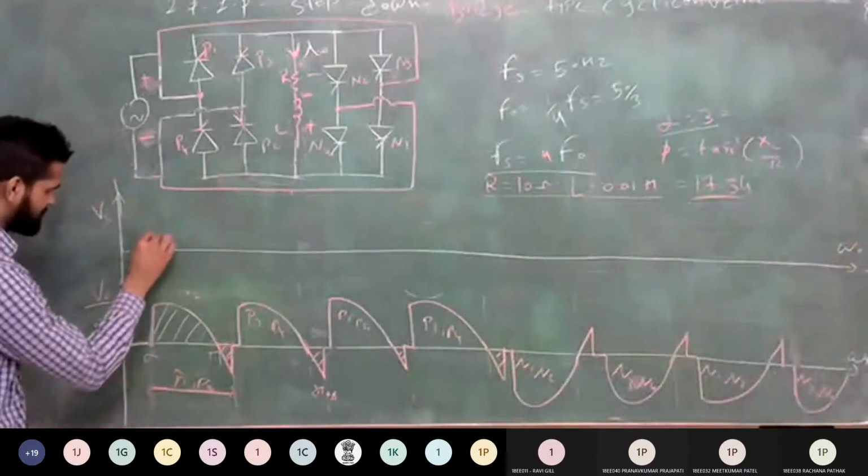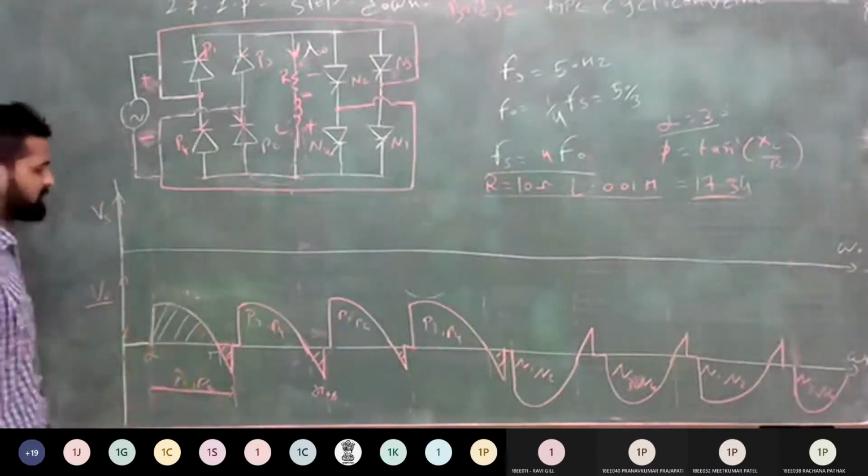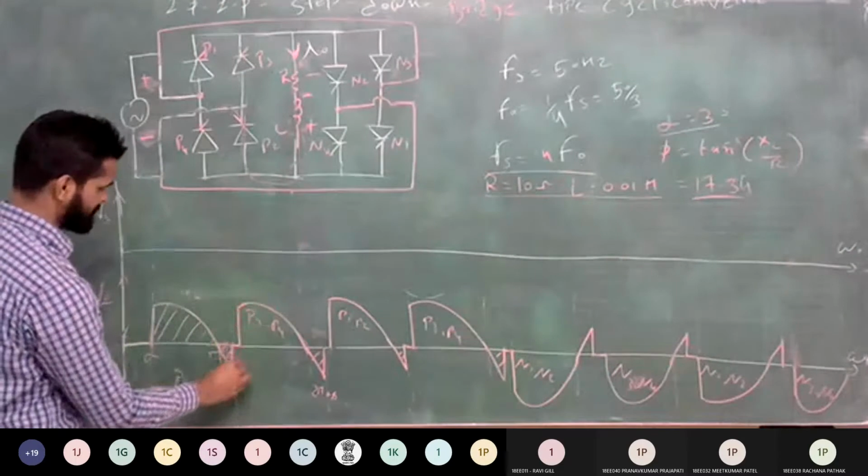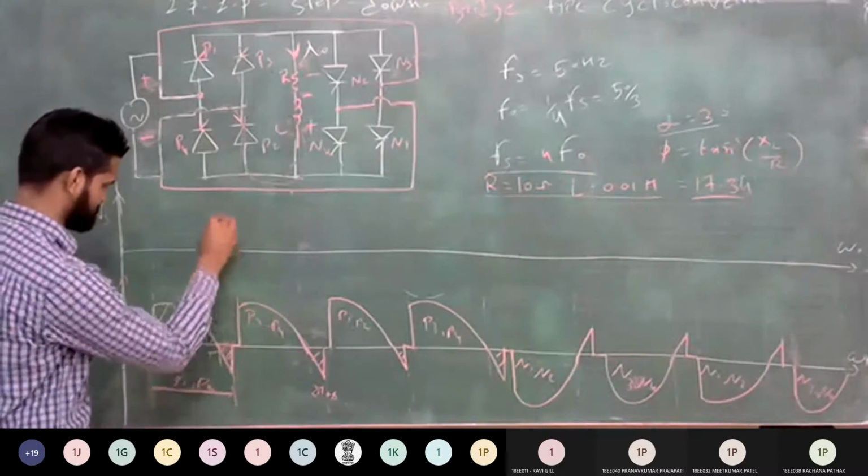Yes. Here at alpha you turn on the P1 and P2. Okay. And your thyristor P1 and P2 turn off here.